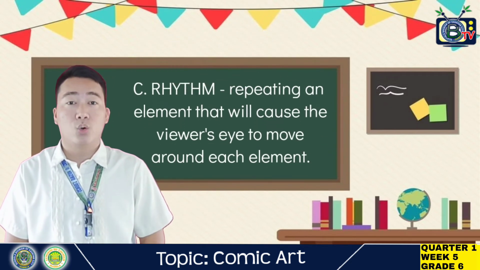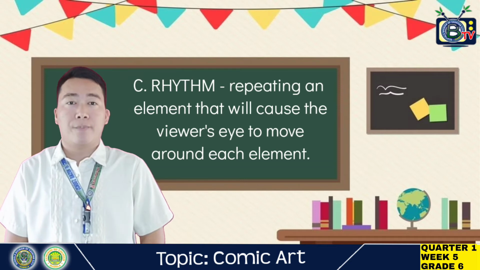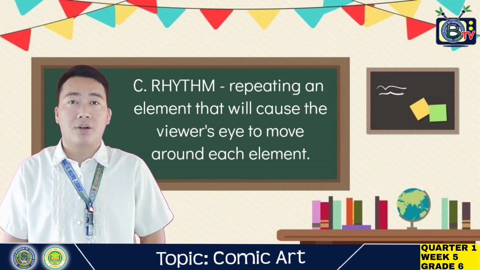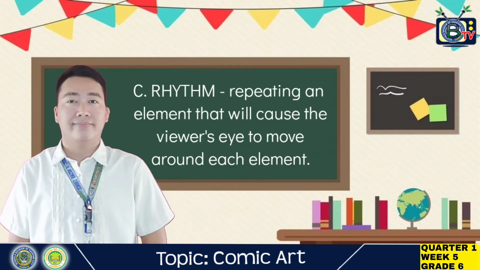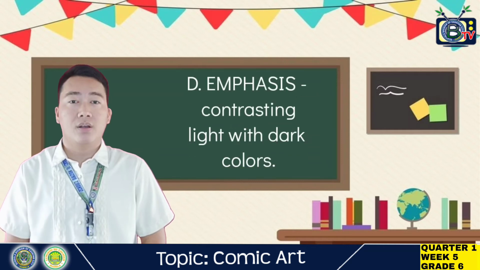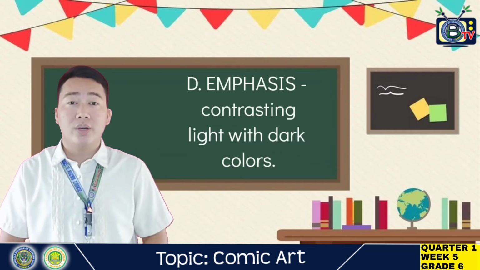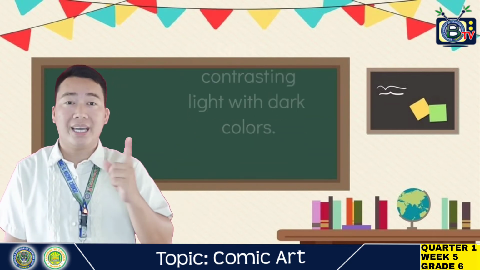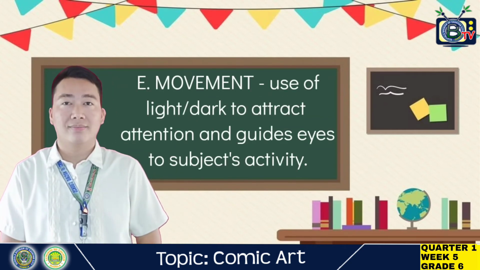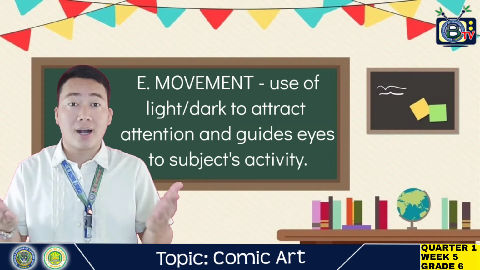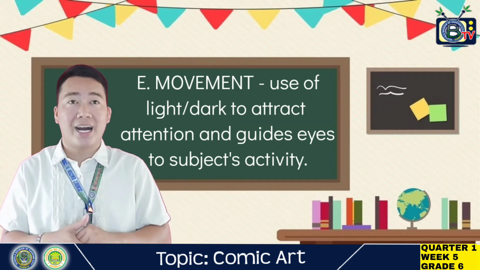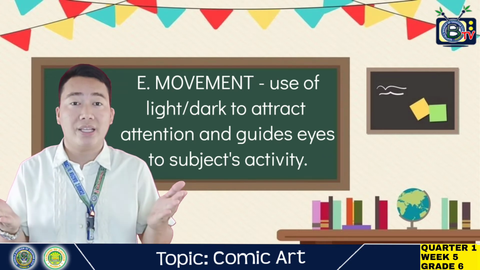C. Rhythm. Repeating an element that will cause the viewer's eye to move around each element. D. Emphasis. Contrasting light with dark colors. E. Movement. Use of light or dark to attract attention and guide eyes to the subject's activity.